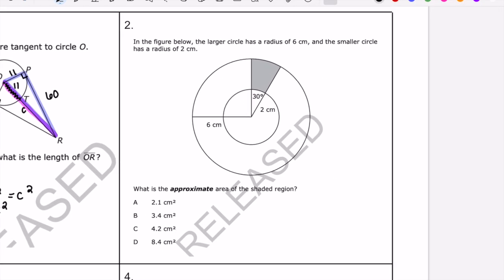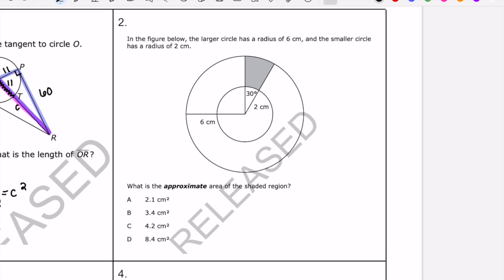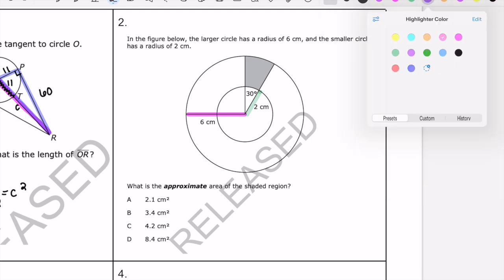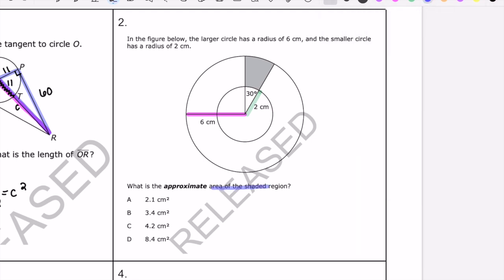All right, so number 2. Number 2 says, in the figure below, the large circle has a radius of 6 centimeters. Then it says that my smaller circle has a radius of 2 centimeters. They want to know what is the approximate area we're going to be looking at in the shaded region?